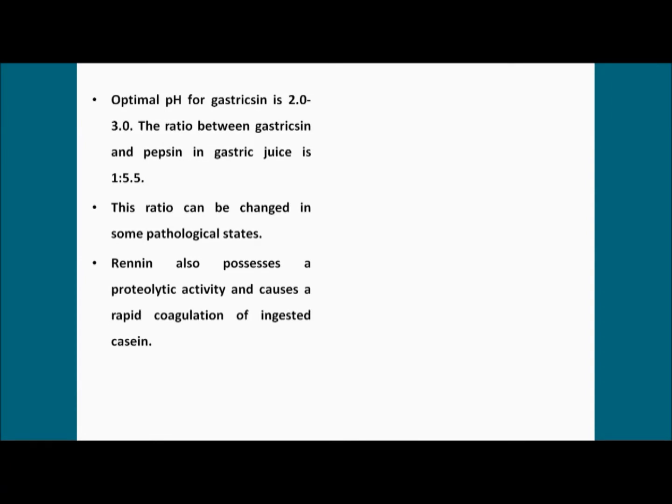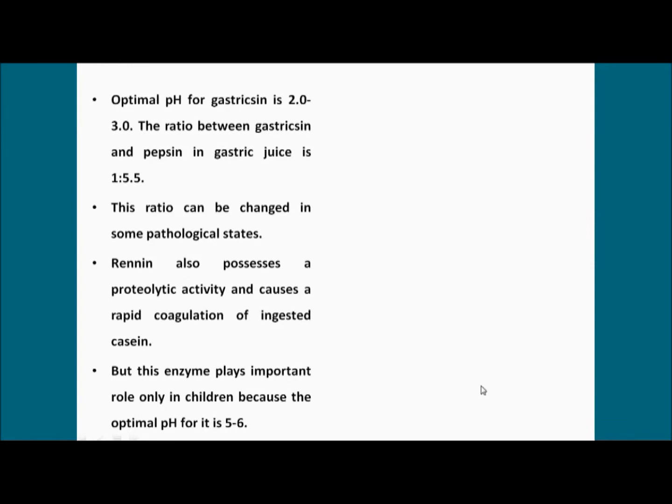Now regarding renin, this renin also possesses a proteolytic activity and causes the rapid coagulation of the ingested casein. Casein is a protein generally found in milk products. So renin causes the rapid coagulation of the ingested casein, whatever you used to take, right? But this enzyme plays an important role in children because the optimal pH for it is 5 to 6. You can see here the pH is 5 to 6, but in adults the range of the pH is 0.8 to 2.5, right?